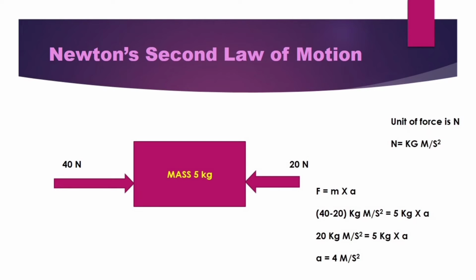Here, in this case, let's say there are two forces, 40 Newton and 20 Newton, applied on the block. So how do we calculate acceleration in this case? Here, we need to calculate the net force and then calculate the acceleration due to the net force. Force is equal to mass times acceleration, so 40 Newton minus 20 Newton, in kg·m/s², is equal to 5 kilograms times acceleration. So acceleration would be 4 m/s².